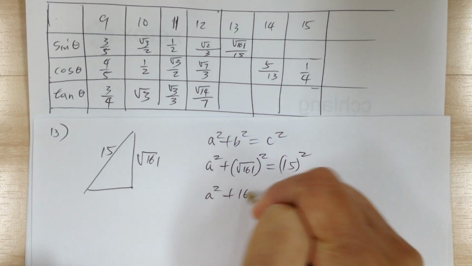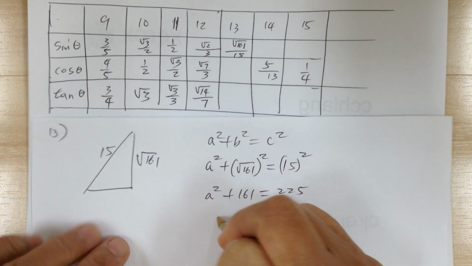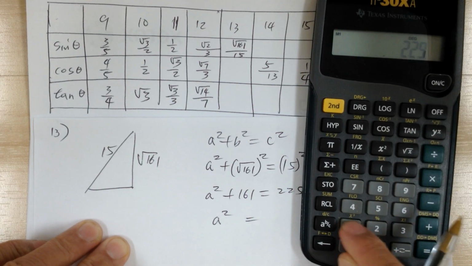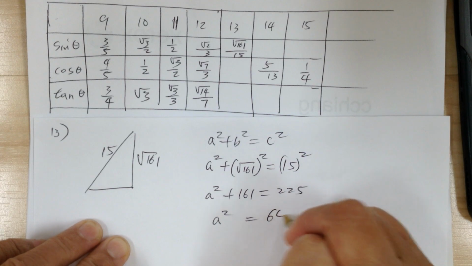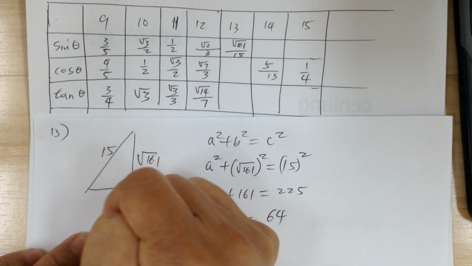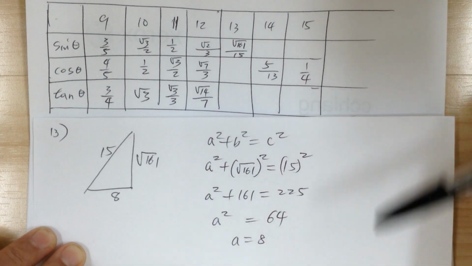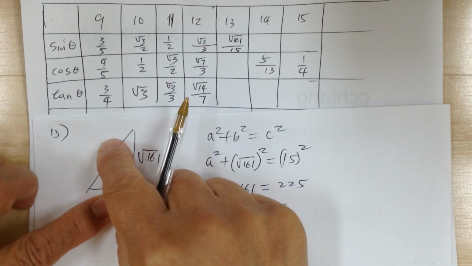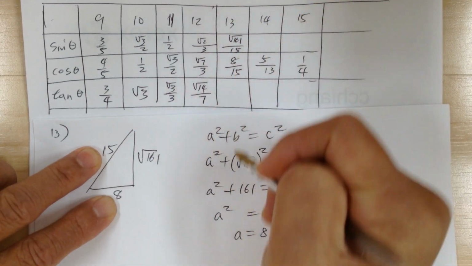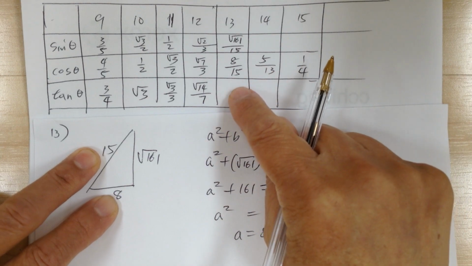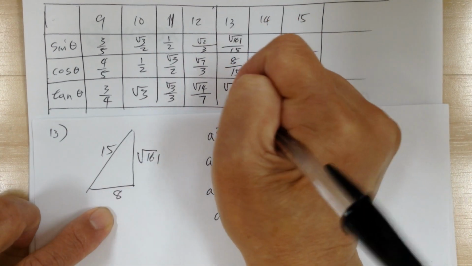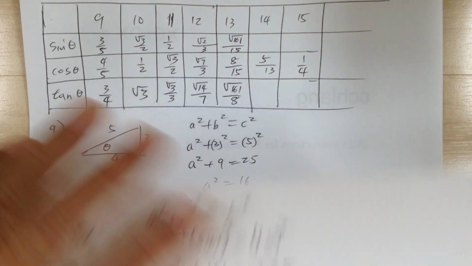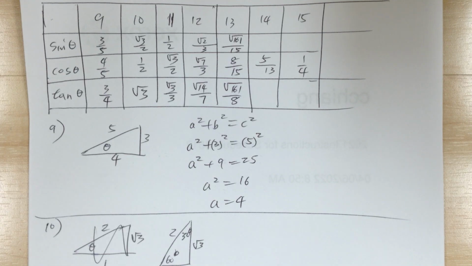So you got a squared plus 161 equal to 225. So a squared equal to 64. So a equal to 8. Okay, so once you do that, you can figure out your cosine. So cosine is adjacent over hypotenuse, so it would be 8 over 15. And then tangent is this over this, so it would be square root of 161 over 8. Okay, let's go to the next one.